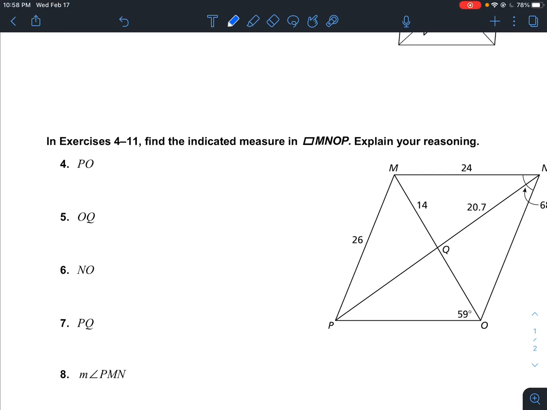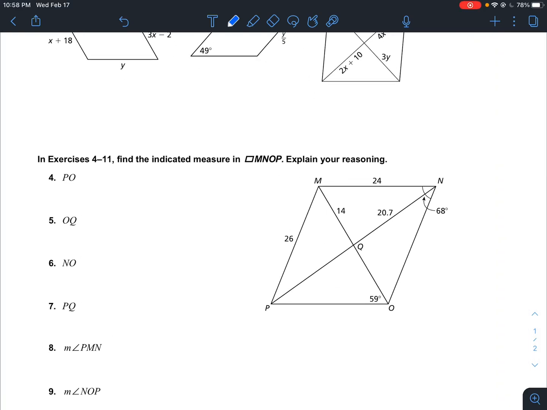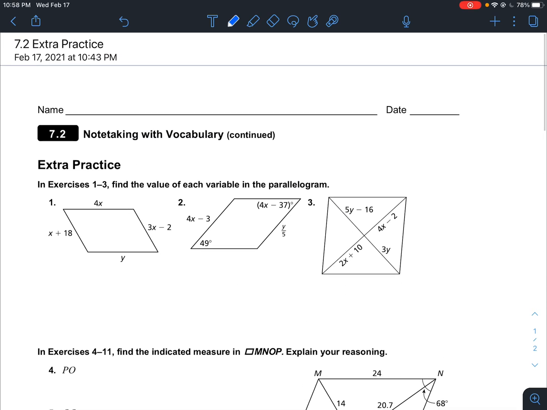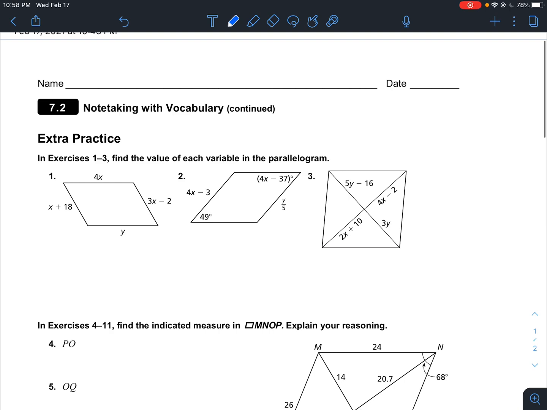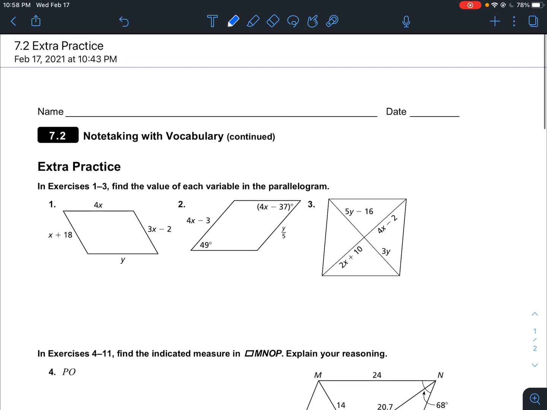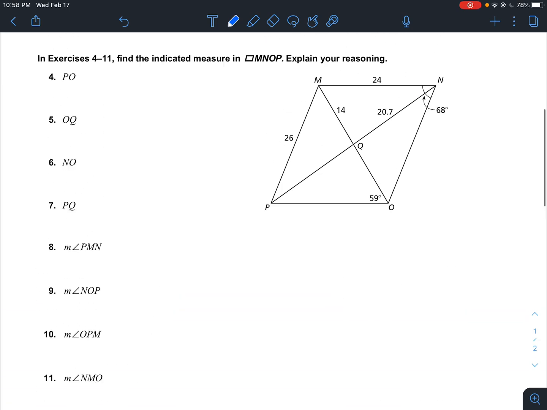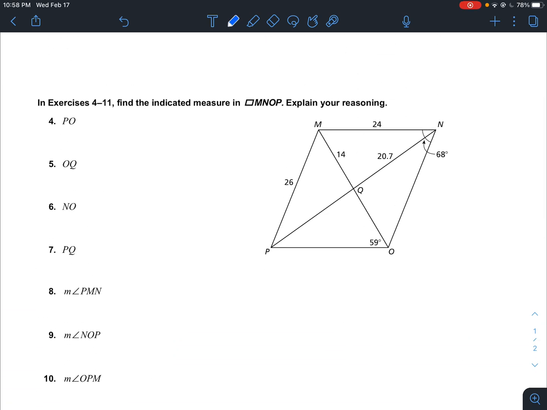Alright, now I want to make sure that we get more practice with the theorems that we covered in 7.2. So I don't usually do this, but I'm going to cover a large portion of the extra practice. The first three problems are up to you to do, but I'll help you with this large portion here so that we can get some good extra practice with those parallelogram theorems so that you guys can do your homework.